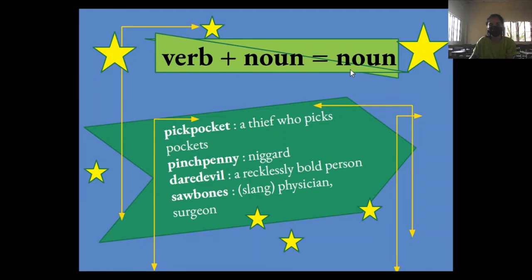Verb plus noun equals noun, like this one. These words are also an example of compound words that have different grammatical categories. Pick is a verb and pocket is a noun. So pickpocket: a thief who picks pockets. Pinch penny: niggard. Daredevil: a recklessly bold person. Sawbones is a slang word for physician or surgeon.